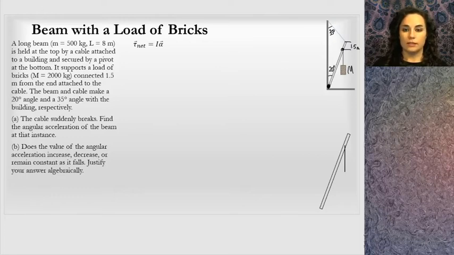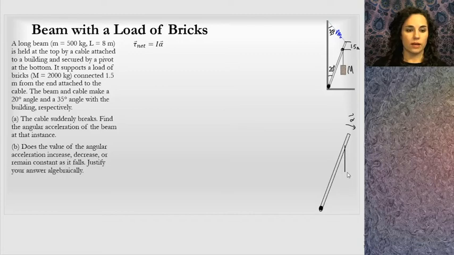The cable suddenly breaks. So at some point, the cable breaks and it's no longer there, and you can see that the beam is left free in order to fall. Find the angular acceleration of the beam at that instance. So in this orientation, the beam will have some sort of angular acceleration around that pivot point down at the bottom. Since the cable's not there, it'll just fall over. So let's do a free body diagram. We have an extended free body diagram here.